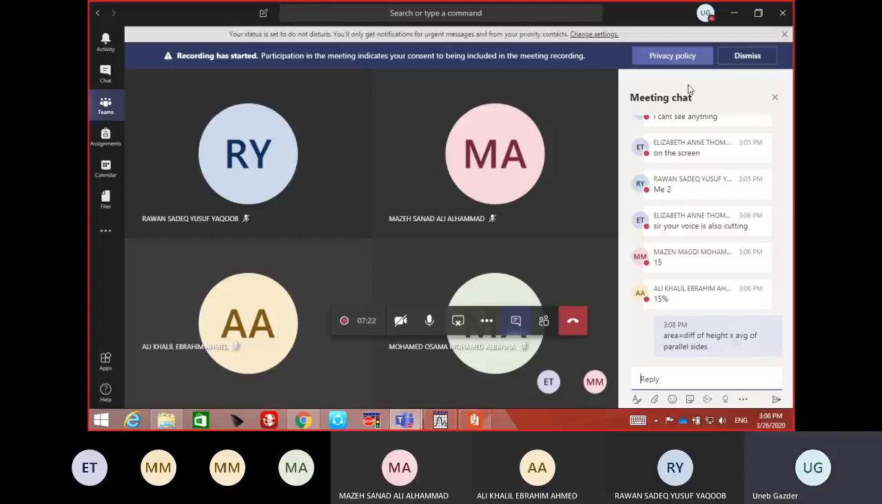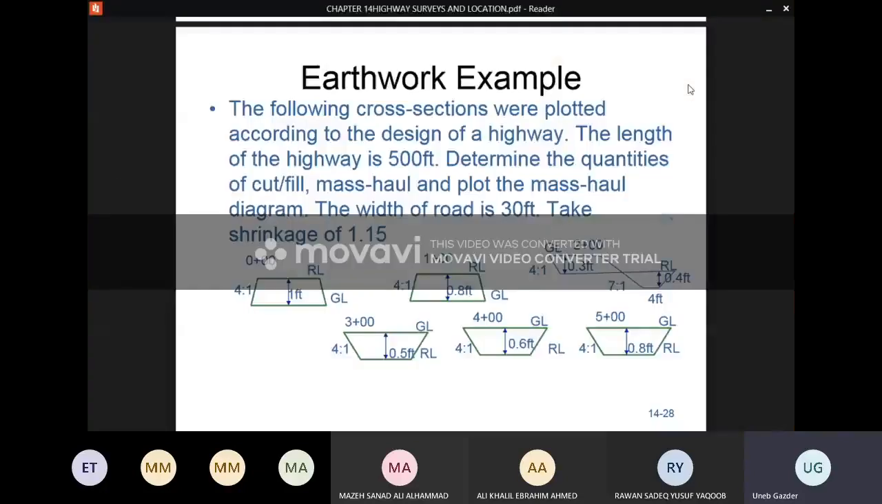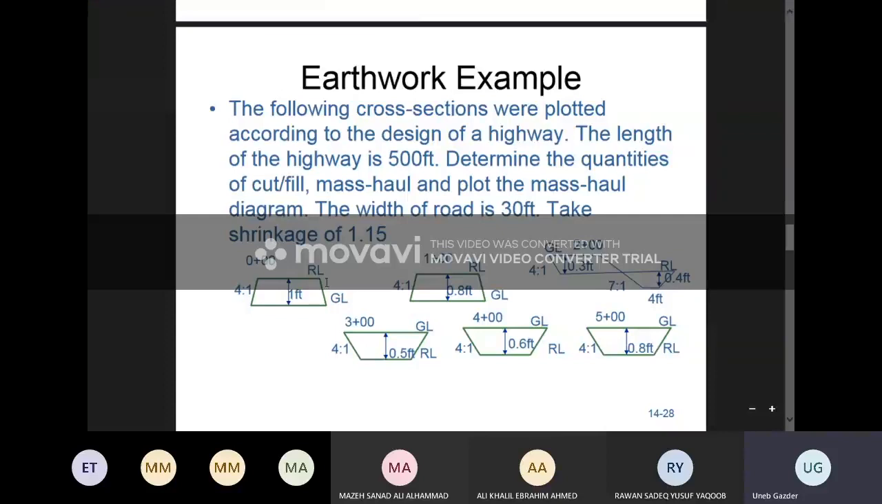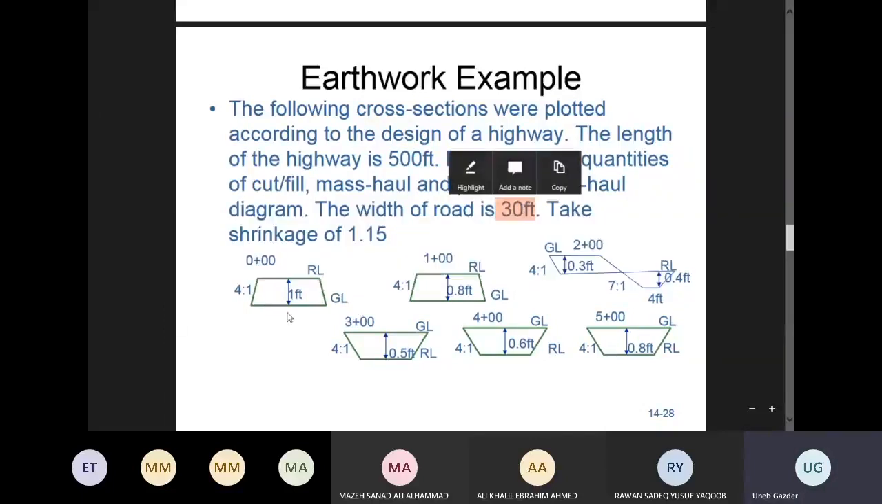Okay, you can write it somewhere if you want. So I have to take the difference of height into the average of the parallel sides. These are the parallel sides. You see, the ground level and the road level are the parallel sides. Now the width of the road level is 30 feet. It is given. How much is the width of the ground level?